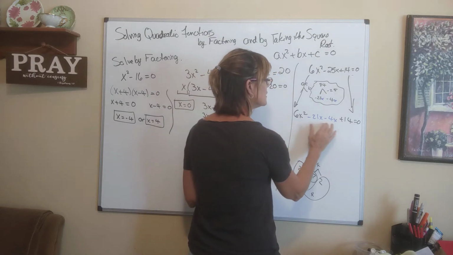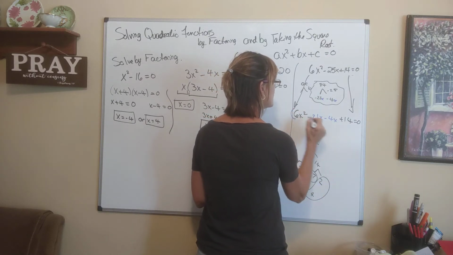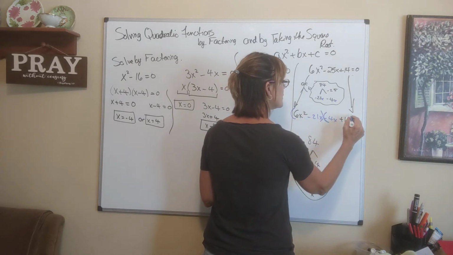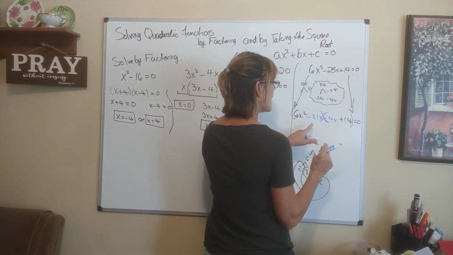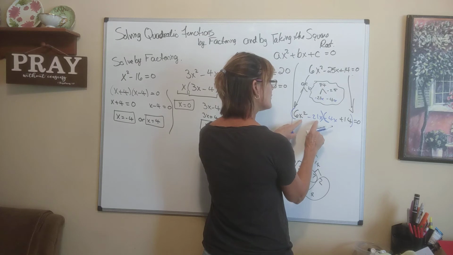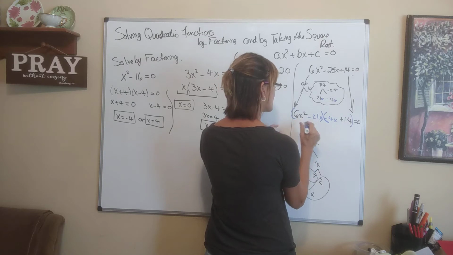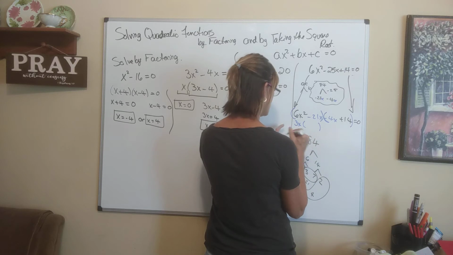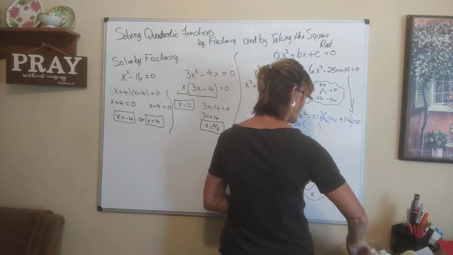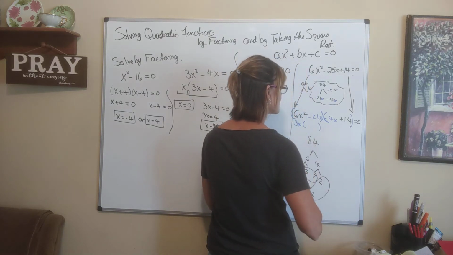Now I have 1, 2, 3, 4 terms. I'm going to group the first two together and group the second two together. And then I factor out the greatest common factor that I can find between these two terms. I can divide both of these by a 3 and an x. So I'm going to factor out a 3x from here. That leaves me with 2x minus 7.